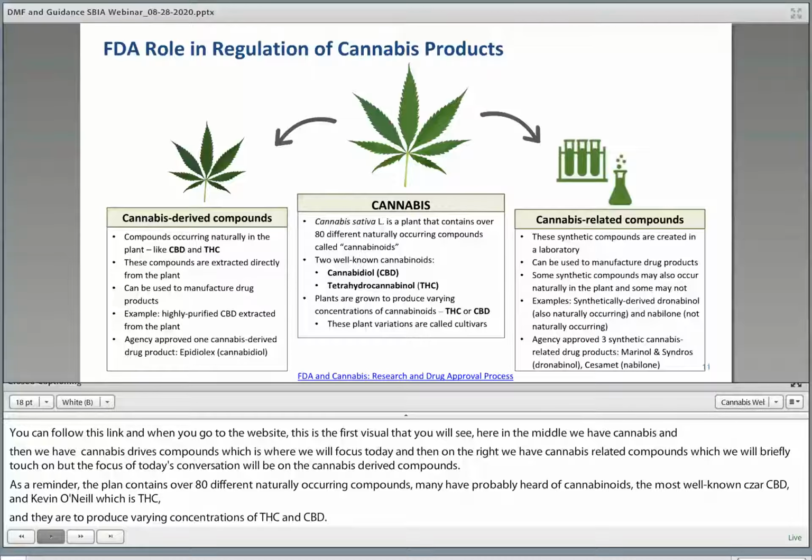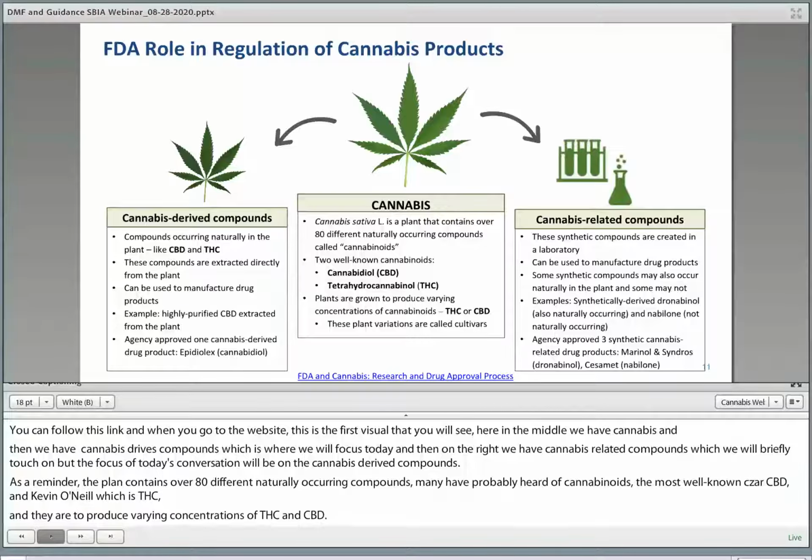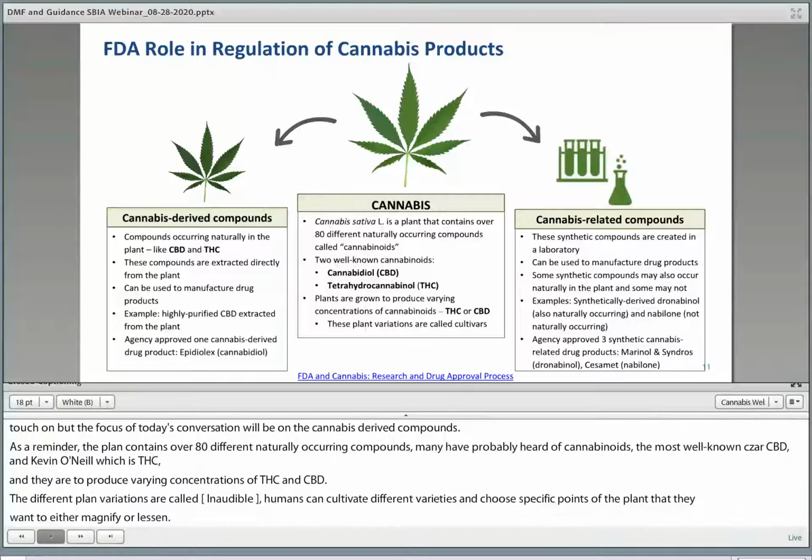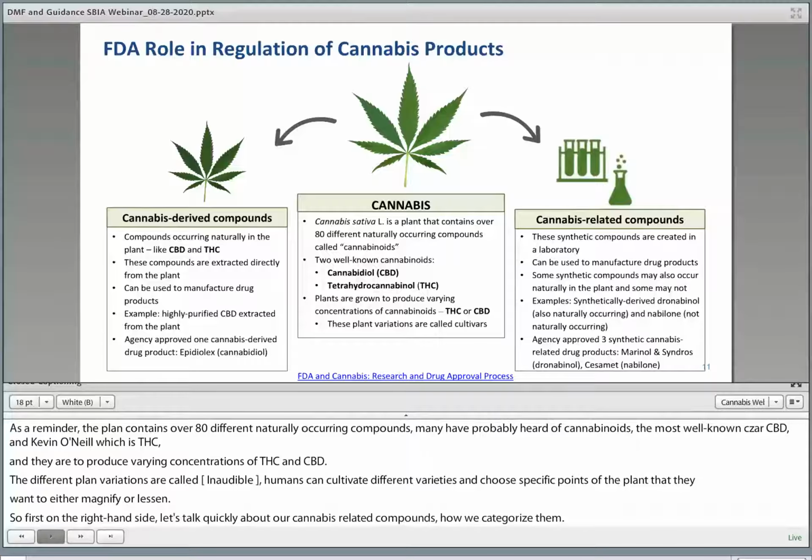And so first on the right-hand side, let's talk quickly about our cannabis-related compounds. How we categorize these in our current thinking is that these are synthetic compounds that are created in a laboratory. They can be used to manufacture drug products. Some are synthetic compounds, but some might also occur naturally in the plant.